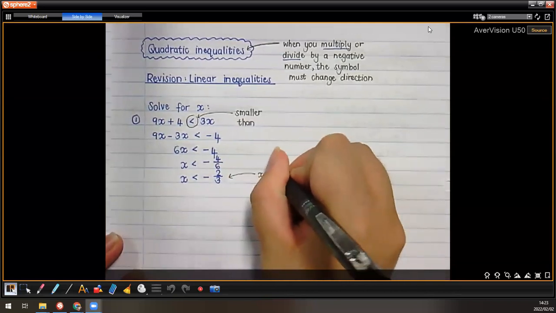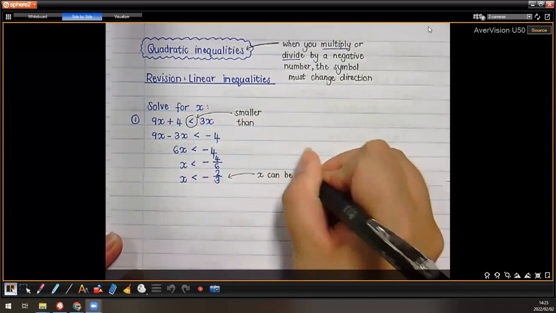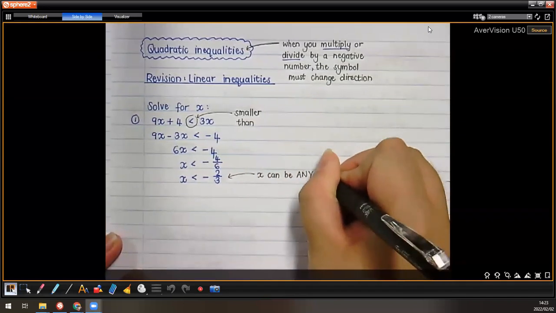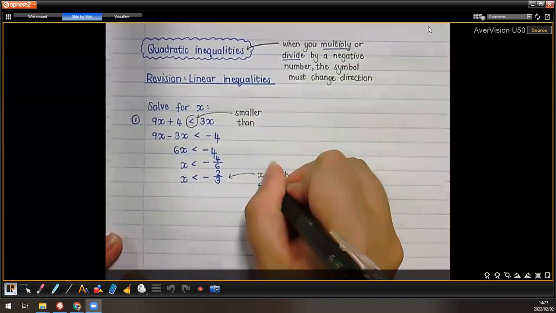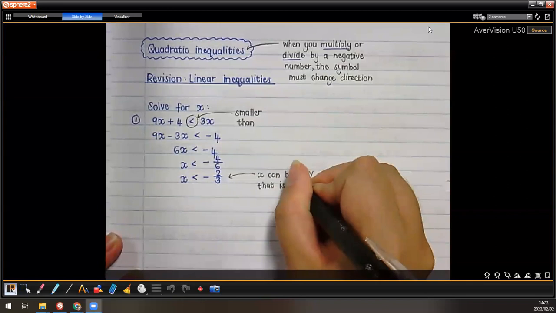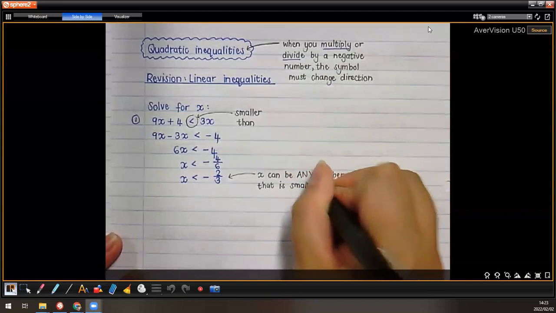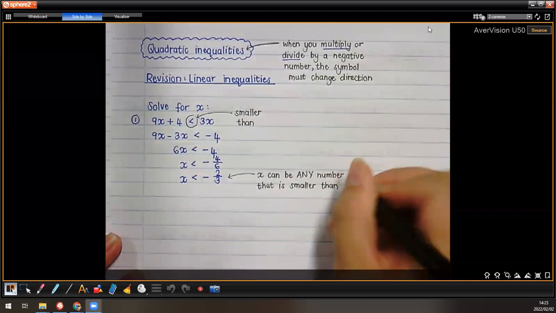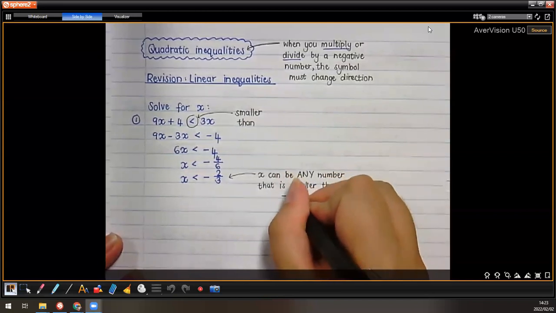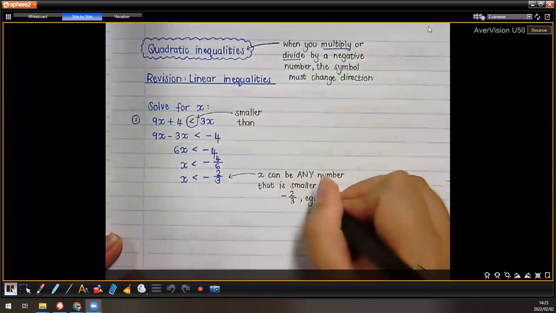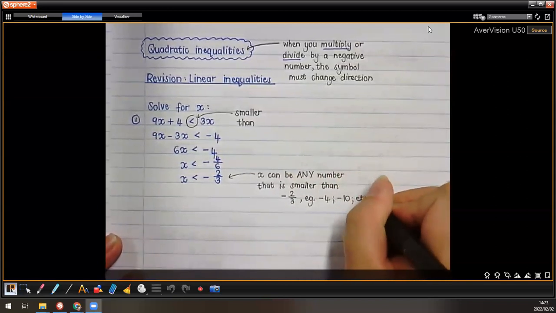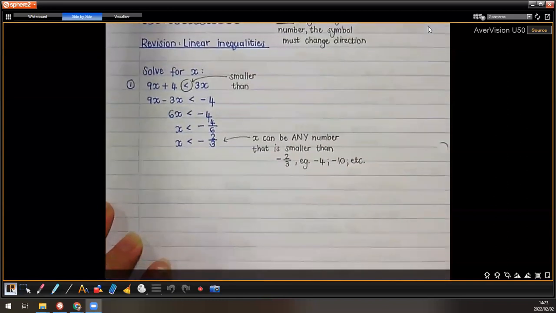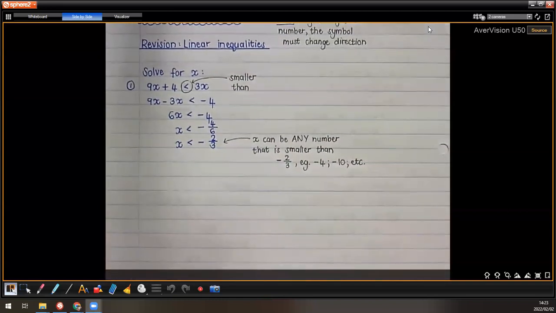X can be any number that is smaller than negative 2/3. For example, negative 4, negative 10, etc. Right? You can list a million numbers that are smaller than negative 2/3. And any of those numbers would work.